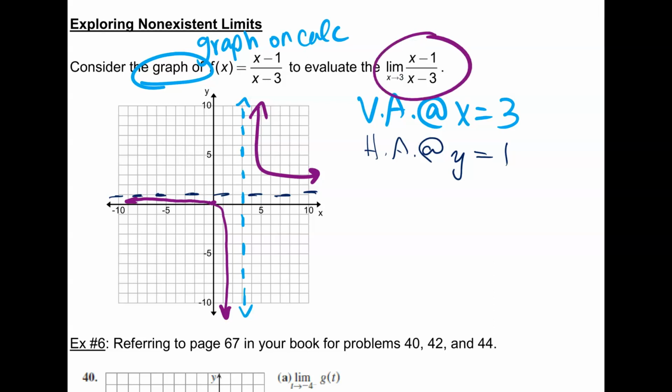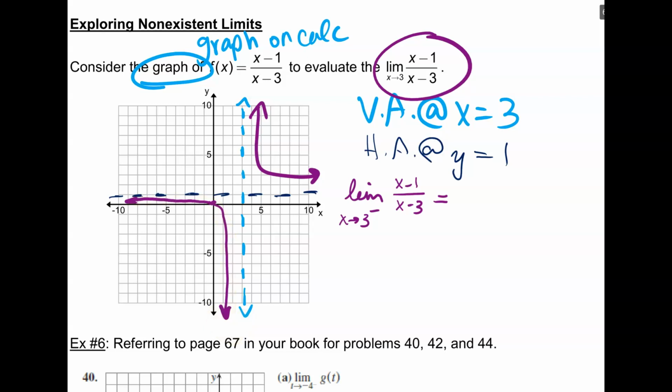Okay, remember, for a limit to exist, we have to have a left-hand side, we have to have a right-hand side, and they have to be approaching the same number. So let's do the left-hand side. So the limit of x minus 1 over x minus 3 as x approaches 3 from the left side, from the negative side. What am I approaching? As I approach 3 from the left, I'm going through my x's. Notice what I'm approaching. What's my y approaching?